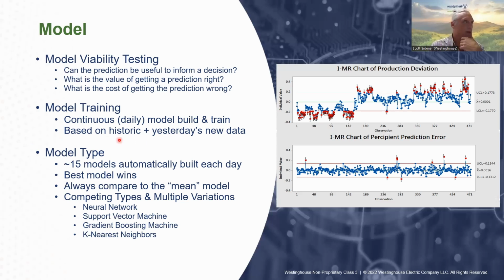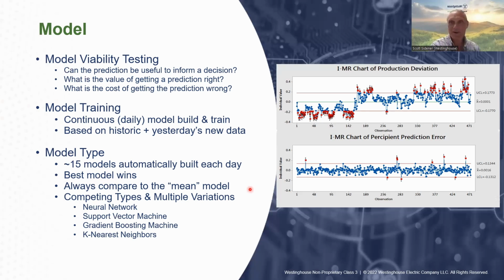Model training, we basically, as I mentioned before, this particular model trains continuously. Every morning, it accumulates the previous day's manufacturing data, retrains itself based on both the historic and the recent data. We don't just create one model in this particular application. We actually automatically build about 15 different models. These models compete with each other. So the best model capable of predicting the previous performance wins.